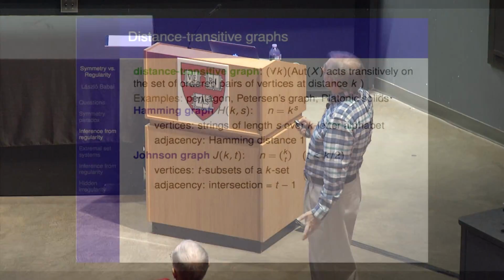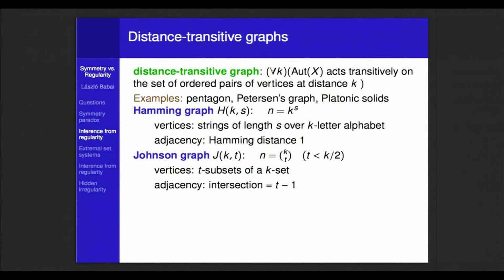And so a famous example is the Hamming graph, which consists of all strings. So with parameters k and s, it consists of all strings of length s over an alphabet of size k. So, okay, I can write down k to the s words of length s over an alphabet of size k. And these are going to be the vertices of the Hamming graph. And distance in this graph is Hamming distance. In particular, they are at distance 1.